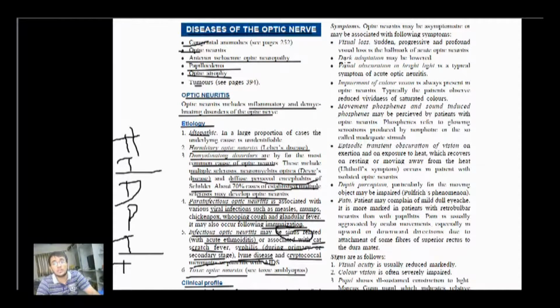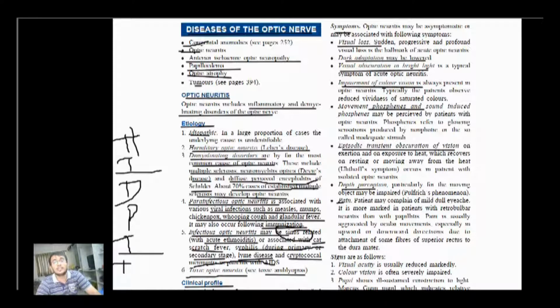Moving on to the symptoms of optic neuritis. Optic neuritis may be asymptomatic or may be associated with the following symptoms. The main symptoms the patient complains of are: first, visual loss; second, dark adaptation hampering; third, visual obscuration in bright light; fourth, impairment of color vision; fifth, phosphenes; sixth, episodic transient obscuration of vision; seventh, depth perception; eighth, pain.